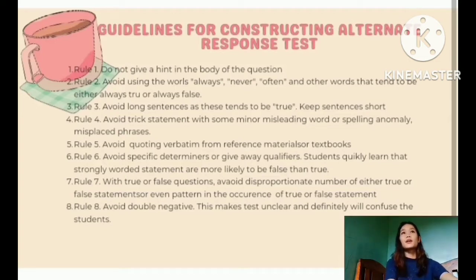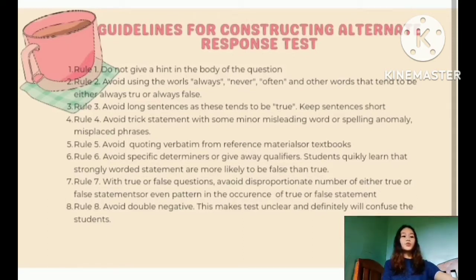Karamihan sa mga guro na gumagawa ng mga activity about sa true or false ay gumagawa sila ng pattern. Halimbawa, 1 to 5, the number 1 is true, the number 2 is false, number 3 is true ulit. So, minsan nasisense ng mga estudyante ang pattern na yon. Kaya, kung maaari, pwede natin yung iwasan para kumbaga mas makapag-isip ang mga estudyante.